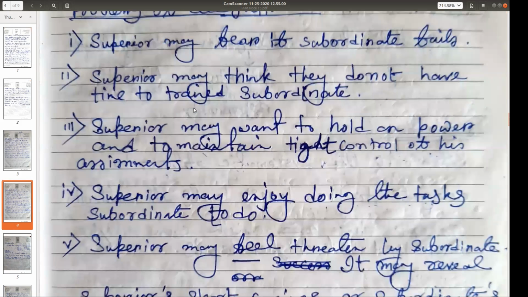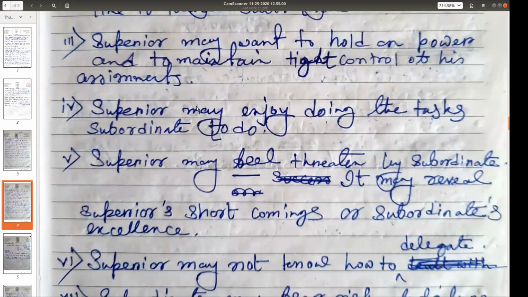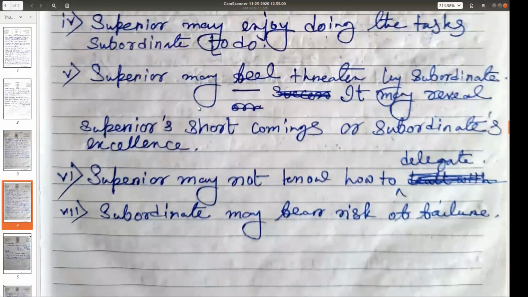Next, the superior may feel threatened by the subordinate, as it may reveal the superior's shortcomings or the subordinate's excellence. It happens quite often that superiors don't want to delegate jobs to subordinates, because if it proves that the subordinate is in a better position to handle this, with much more expertise, then it will be difficult for the superior to sustain. That is another thing superiors are concerned about.